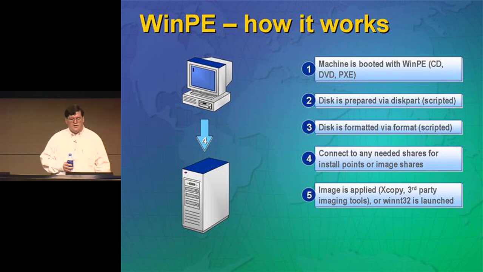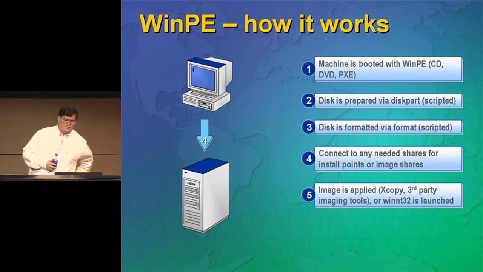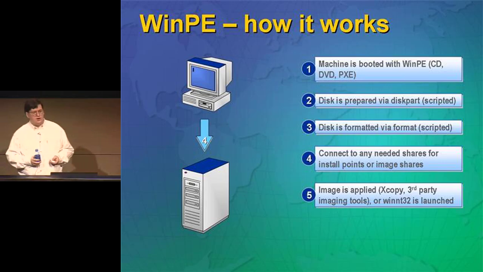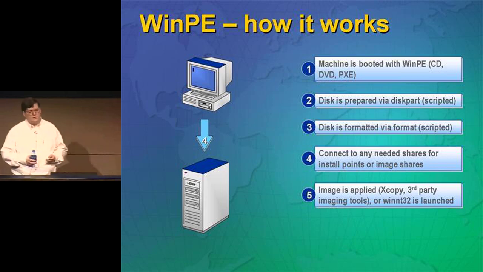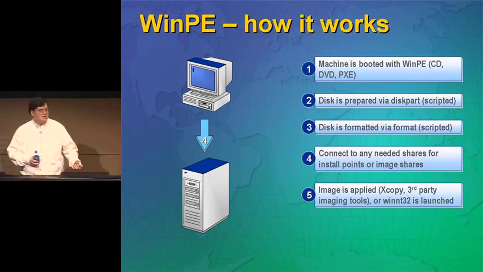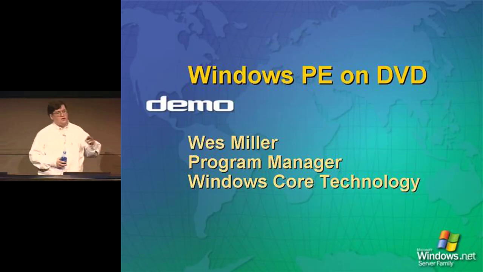So how does it work? Here's a scenario of how you'd actually use it. The machine is booted with WinPE. We could be using any of the others. Let's just say we're booting it through CD here. You'd prepare the disk using DiskPart, fully scripted. You'd format the disk using Format, again, fully scripted. You can go out and, since you've got network connectivity and the drivers for your NIC, you connect to your network share, grab your image that you want to apply down to the machine. Again, it could be using an imaging tool, it could be using Xcopy. The image is actually applied to the machine, or WinNT32 is launched. Again, we can do either one.